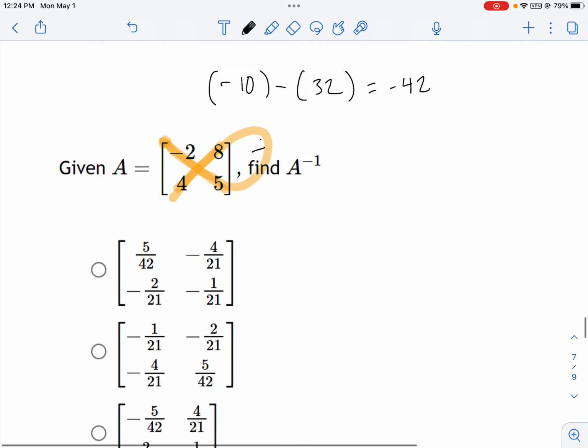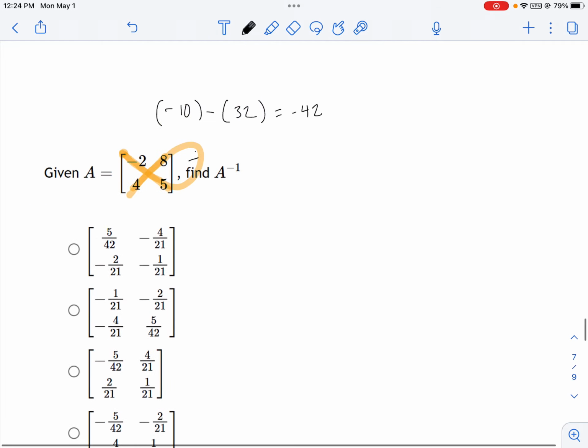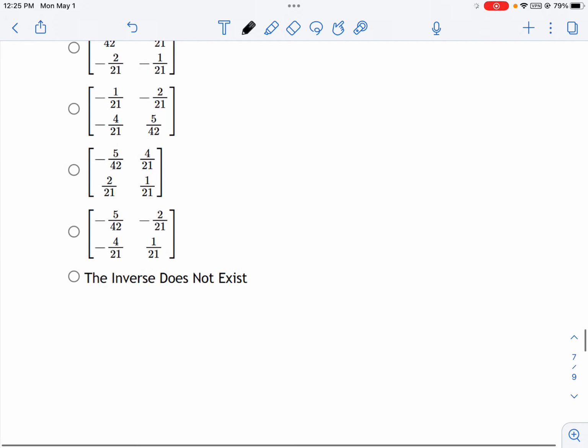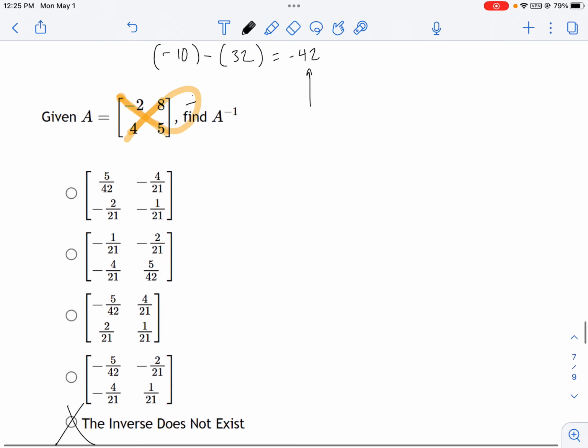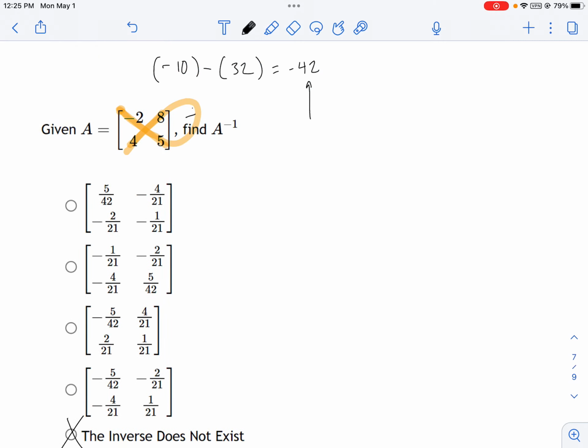Now, how you know the inverse exists from the determinant is you ask yourself, is that number 0? No, it's not. And because that number is not 0, your inverse matrix most certainly exists, which means that the last choice is not correct. So as long as you have a determinant that is not 0, the inverse will exist.